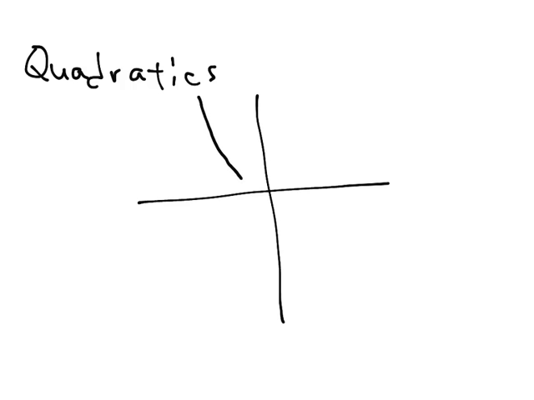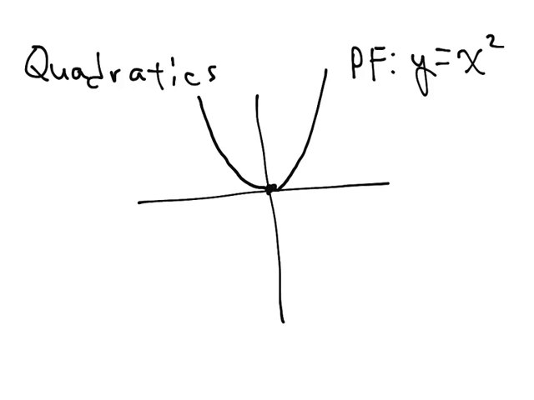Let's see if I can draw it all the way through the origin. Okay, and it should go right through the origin. Basically the equation for it, this is the parent function, is y equals x squared. That is the parent function. The normal equation you probably are going to see eventually is ax squared plus bx plus c, but we're not worried about that right now.